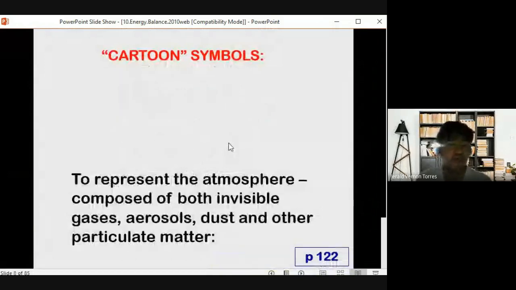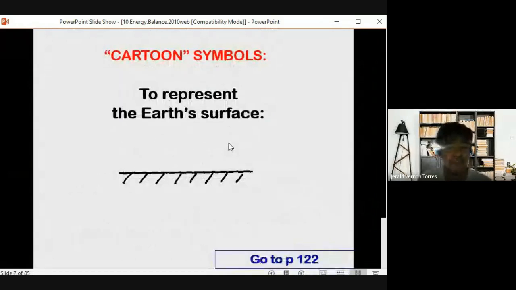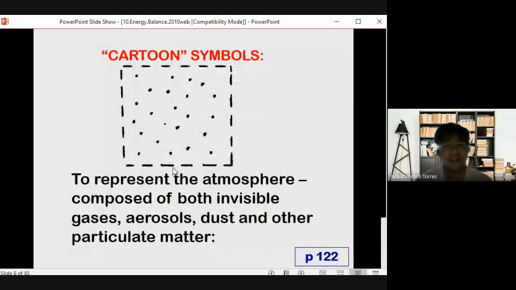And before we do that, let me present to you the cartoons that I will use in this presentation, so that you will have a better understanding, class, of the different kinds of energy entering and leaving Earth. Okay, this is the Earth surface. This is a representation of the Earth's surface. Ito naman, this is the atmosphere. Tapos yung dots diyan, mga aerosols, meaning yung mga particles na present sa atmosphere ninyo.